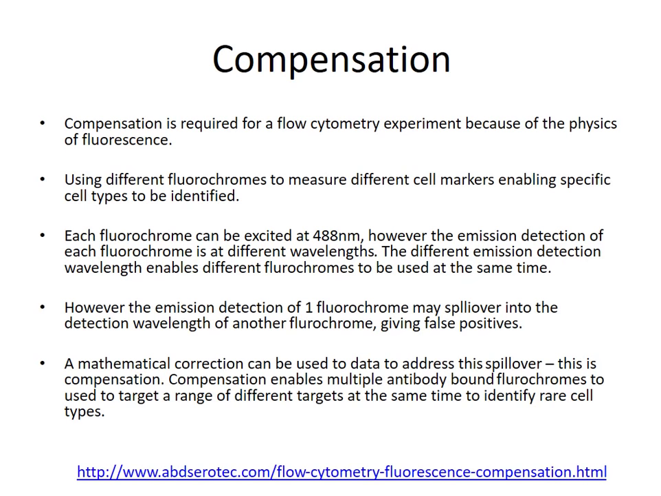As I said, the problem we have is the emission detection of one fluorochrome may spill over into the detector of another fluorochrome, giving false positives. And compensation is a mathematical correction that can be used to address this spillover. Compensation enables multiple antibodies bound with fluorochromes to target a wider range of markers on cells. And I've just put in a little link there that will maybe give you more detailed insight into compensation.